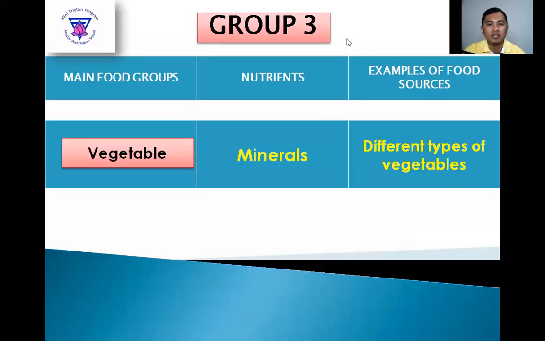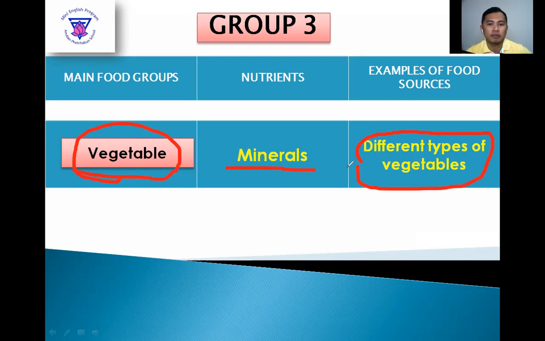Now we are in group 3. In group 3, students, our main food group is vegetables. The nutrients in the vegetables are the minerals. The examples of food sources are different types of vegetables. That means when we say different types, that is any kind of vegetables. We can get minerals from it.